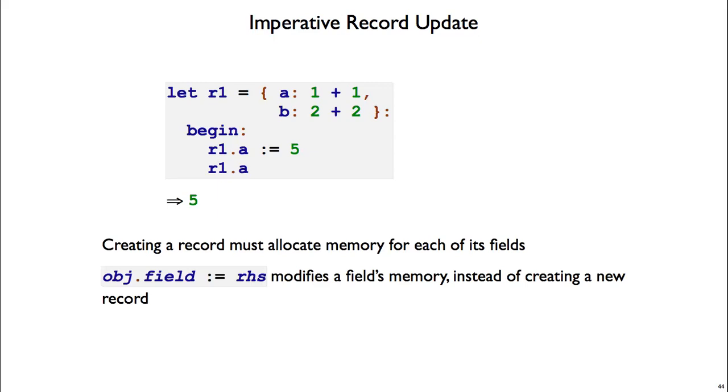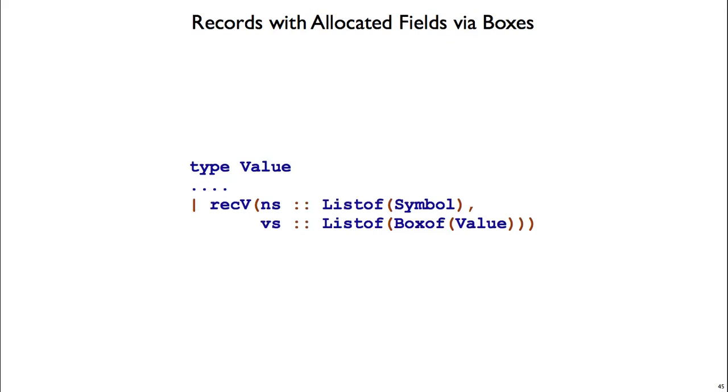Again, to implement this, we need to allocate state for every one of the record fields. And then when we do a set or an update, we need to modify that state instead of building a new record. We can use boxes to implement the state. So we'll be using Shplait boxes to implement mutable records for Mo. The first step is to modify our value type. Inside rec_v, we now need a list of boxes of values instead of a list of values.